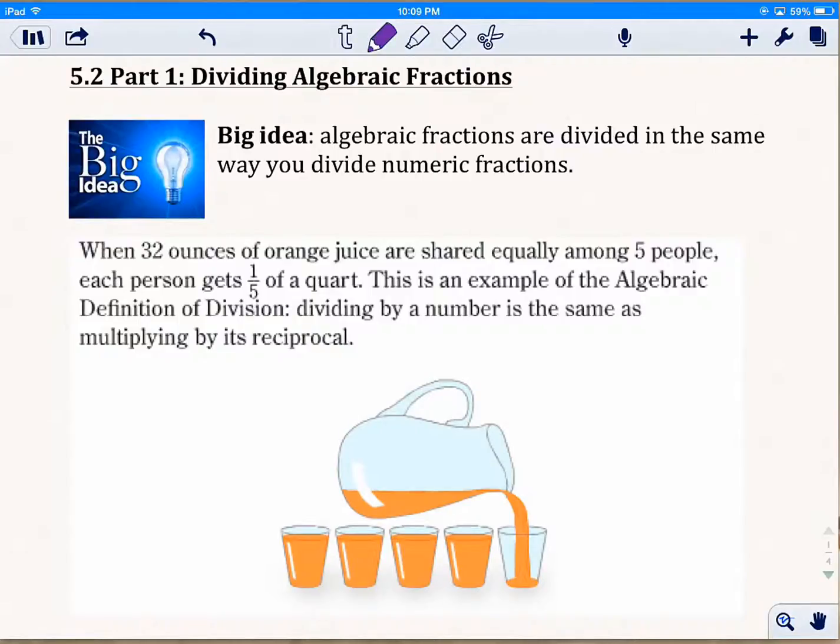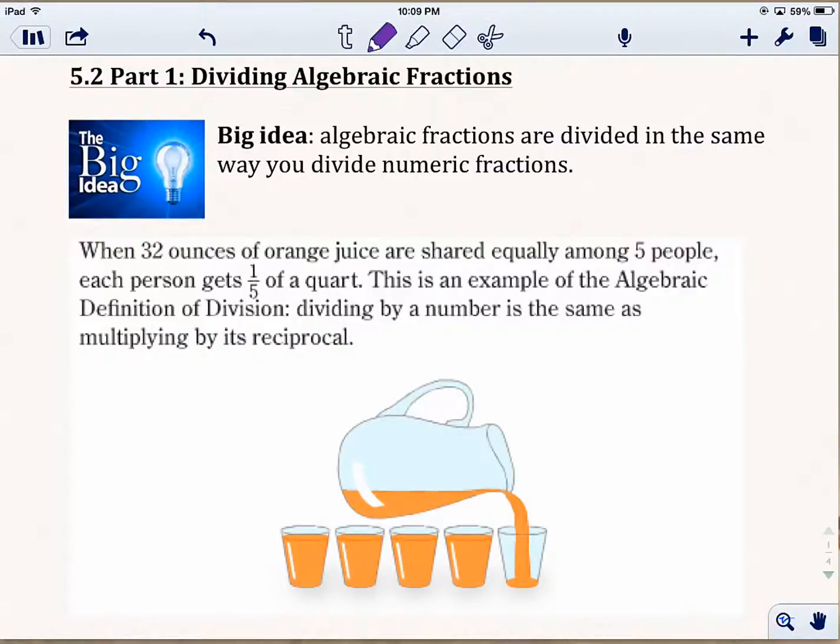Hello, so we're going to look at dividing algebraic fractions today, 5.2. So we'll start with part 1, and the big idea here is an algebraic fraction. It's divided in the same way you divided numeric fractions. So just because we're throwing in variables, the rules haven't changed. All right, let's start with what division means and make sure we're comfortable with that.